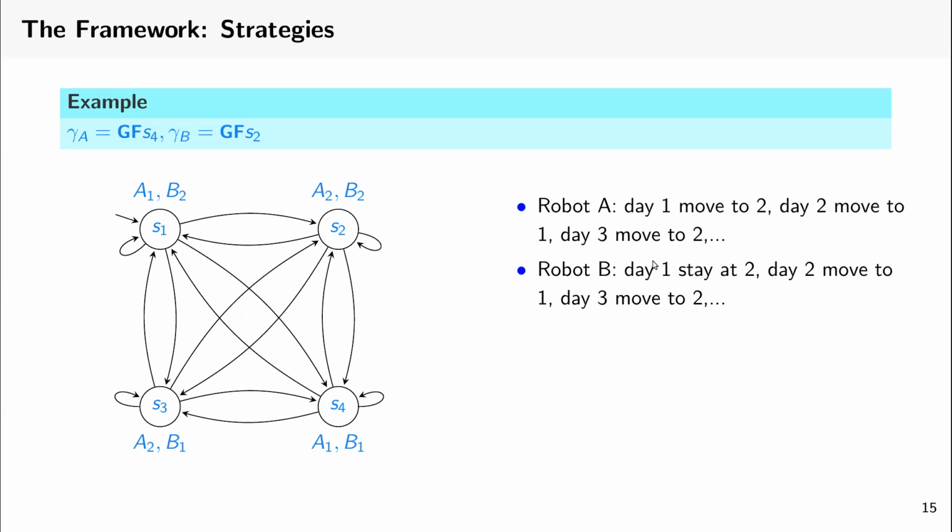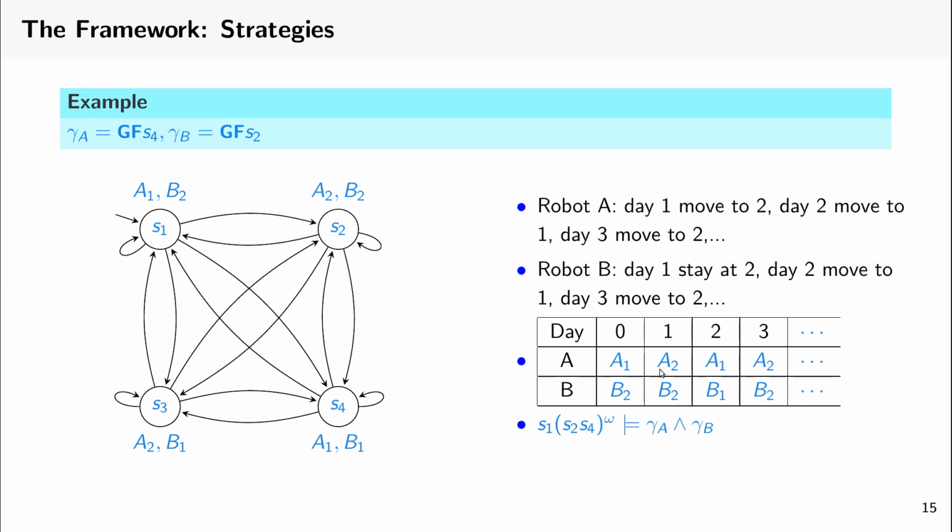And robot B, on day 1, stays at 2. Then the next day, it moves to 1. The next day, it moves to 2, and then keeps oscillating. So we have this kind of trace. Day 0, the initial state, we have A1, B2. The next day, we have A2, B2. Next day, A1, B1, and so on. So we have this trace, S1, S2, S4 to the omega. And this trace satisfies both robots' goals.